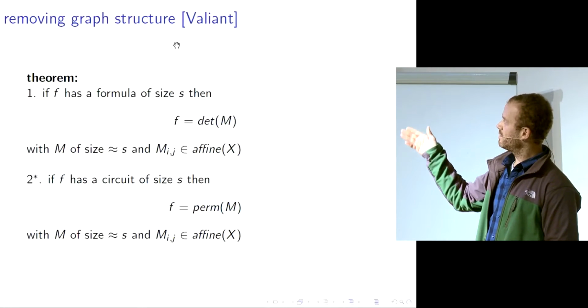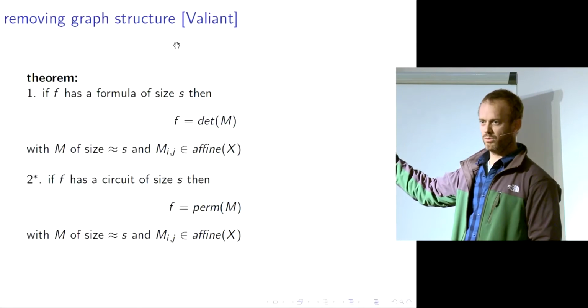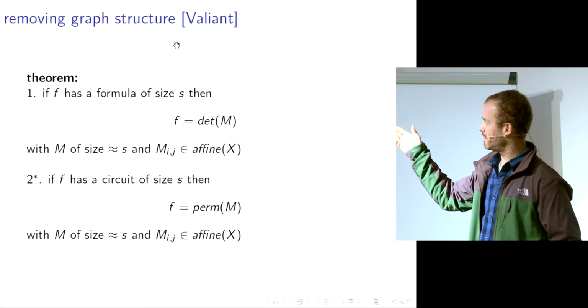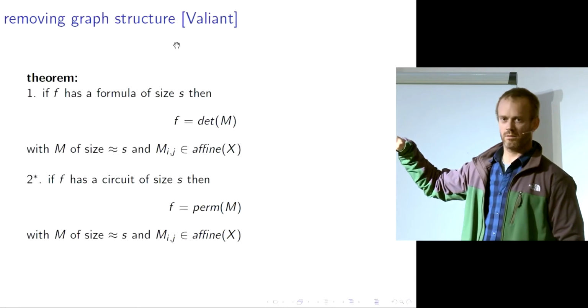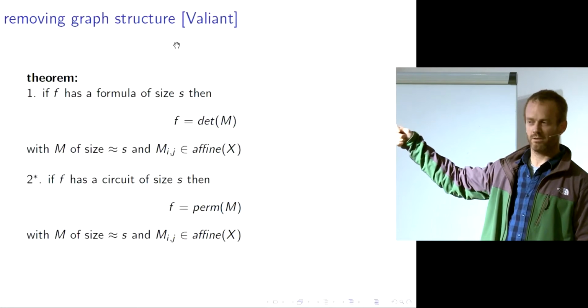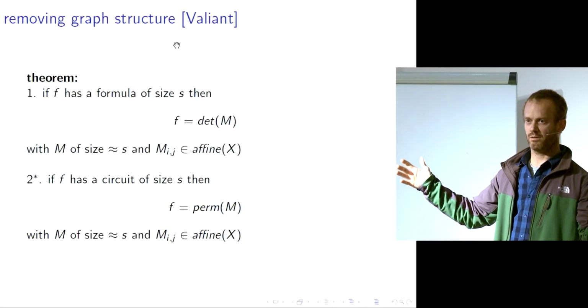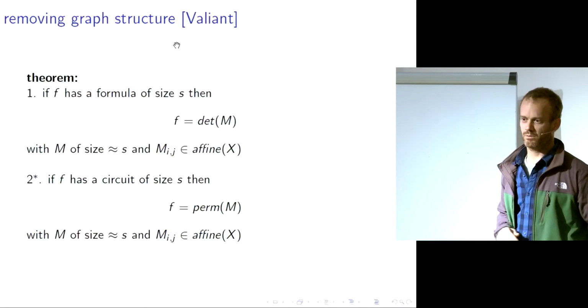He also proved a similar result for circuits, and circuits correspond to the permanent. It's the same statement, except it's permanent. And the star there means that he proved something even much stronger, not just for circuits, but for something more general than circuits. But it's not so important for now, so I'll keep it this way.